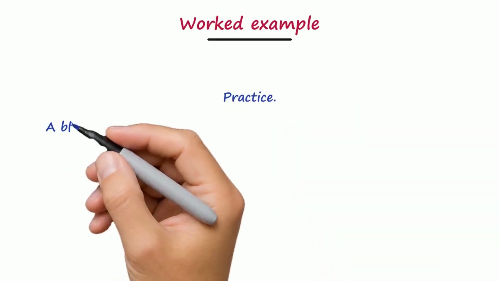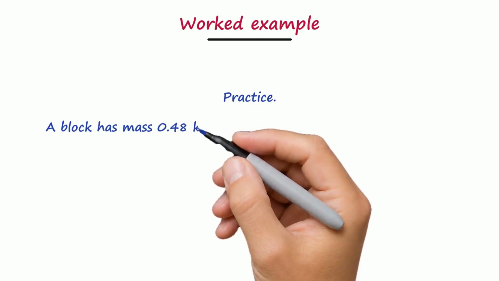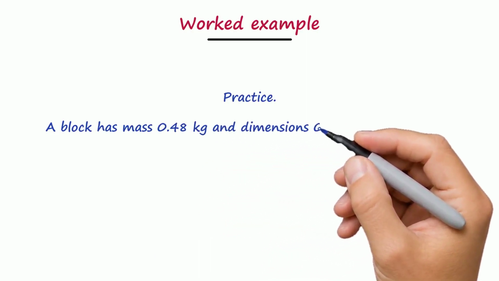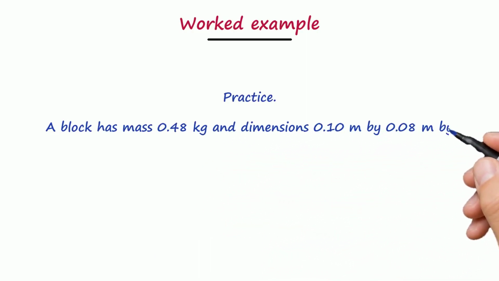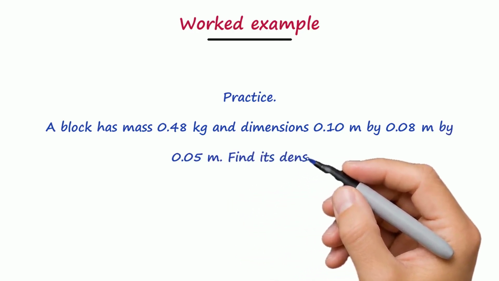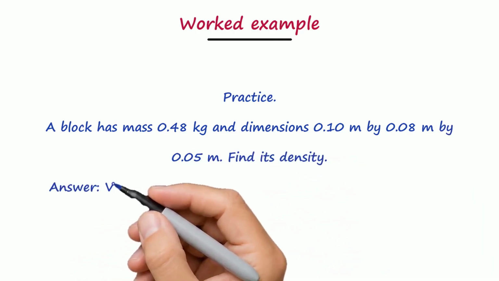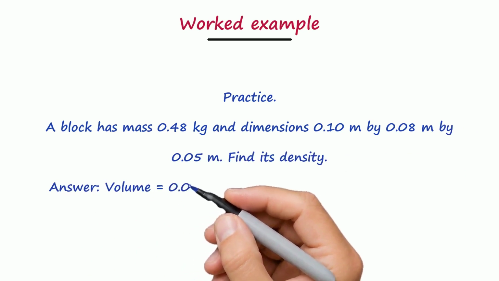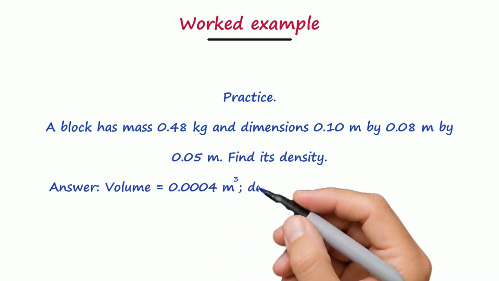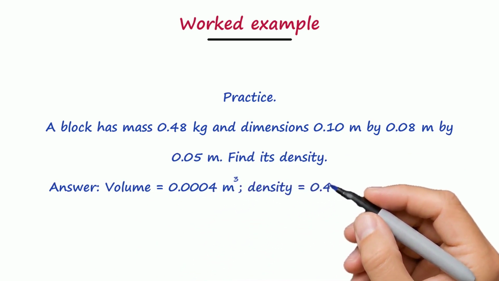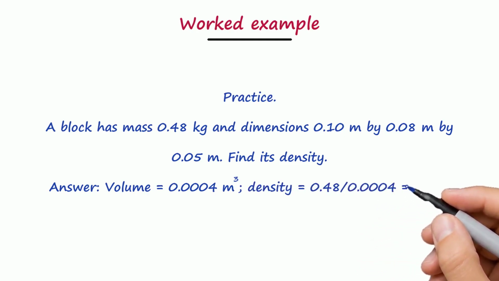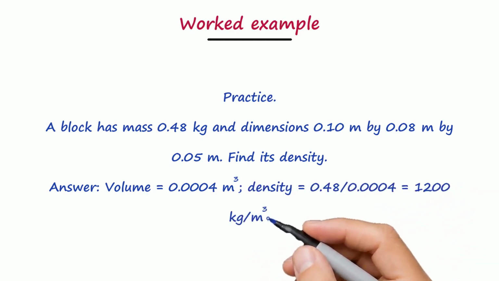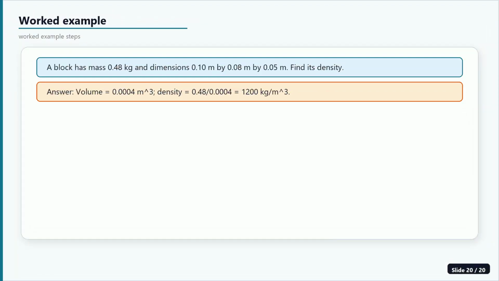Practice. A block has mass 0.48 kilograms and dimensions 0.10 m by 0.08 m by 0.05 m. Find its density. Answer: volume equals 0.0004 m³, density equals 0.48 over 0.0004 equals 1,200 kg/m³. Watch the numbers land in the matching symbols. Check that units cancel cleanly. If they do not, the setup is wrong even before the arithmetic.